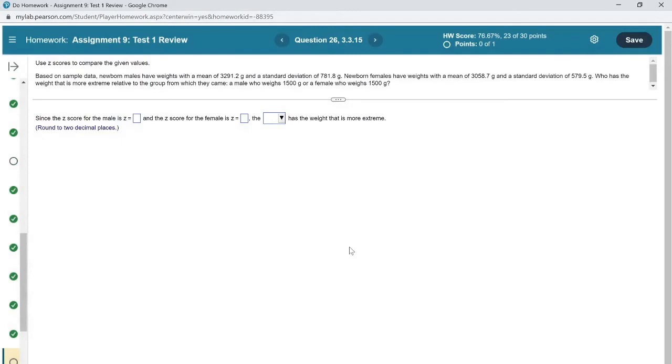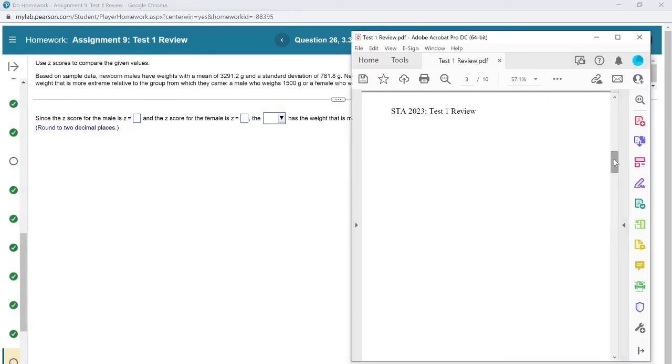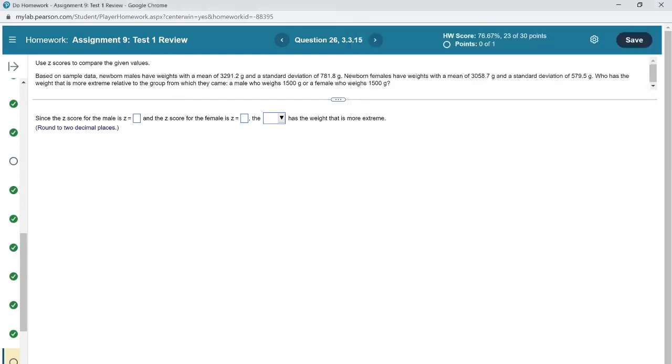Let's go to the next question. In this question we need to find out about the z-score. Remember, the z-score for a sample is the data value minus the mean, over the standard deviation, and the same thing for the population. So that's the z-score. Use the z-score to compare the given values.